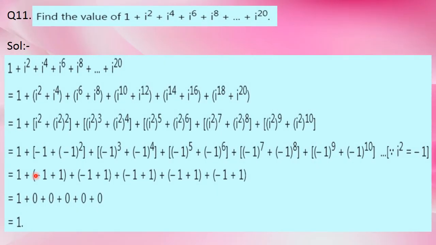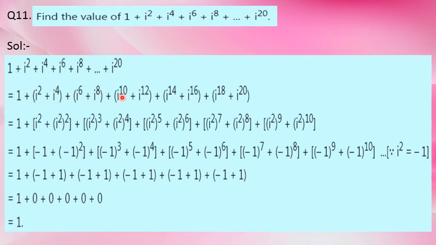Question number 11. Find the value of 1 plus i square plus i raised to 4 plus i raised to 6 plus i raised to 8 etc. plus i raised to 20. Now we have the terms between 1 and i raised to 20 in a series. 1 plus i square plus i raised to 4 plus i raised to 6 plus i raised to 8, etc., plus i raised to 20.